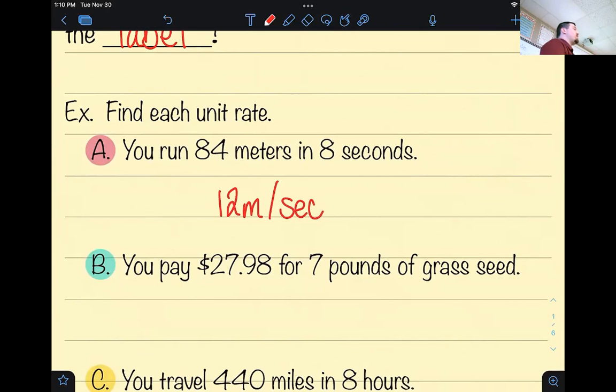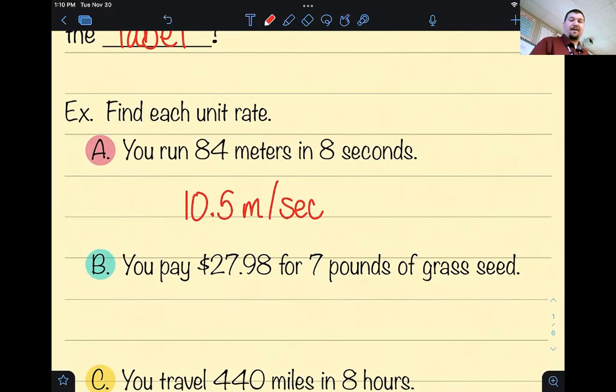Now, when you abbreviate, and I'm all for abbreviating, M is the abbreviation for meters. It's not the abbreviation for miles. Miles is MI. SEC is the abbreviation for seconds. Did you not divide it correctly, Xander? What is it? 10.5. 10.5. Thank you.